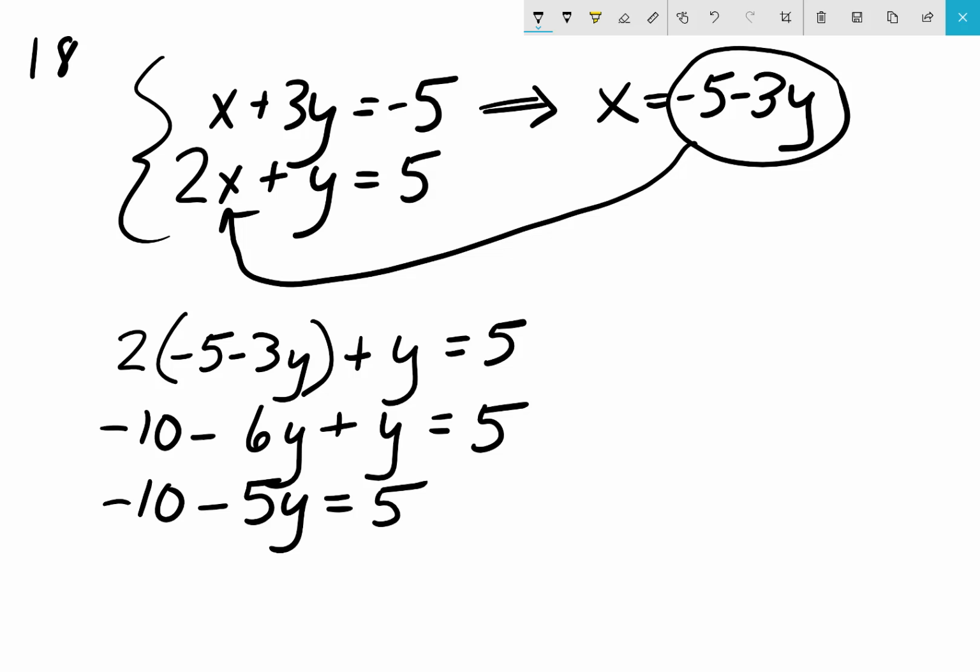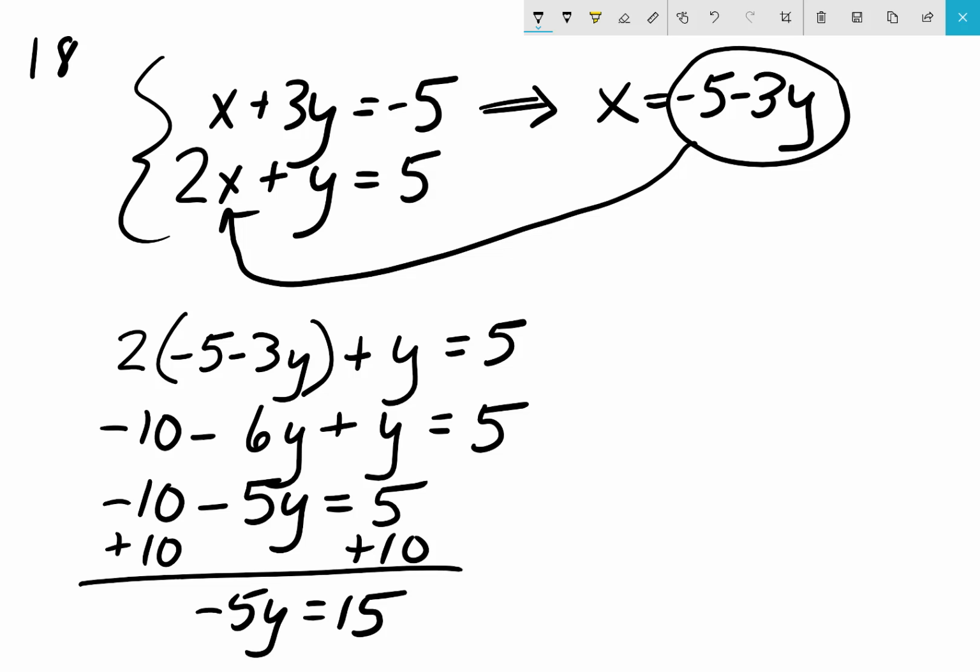I need to get the y's on one side, everything else on the other side. So I add 10 to both sides. So I'll have negative 5y equals 15. And divide both sides by negative 5. So that will cancel, and you get y equals negative 3.